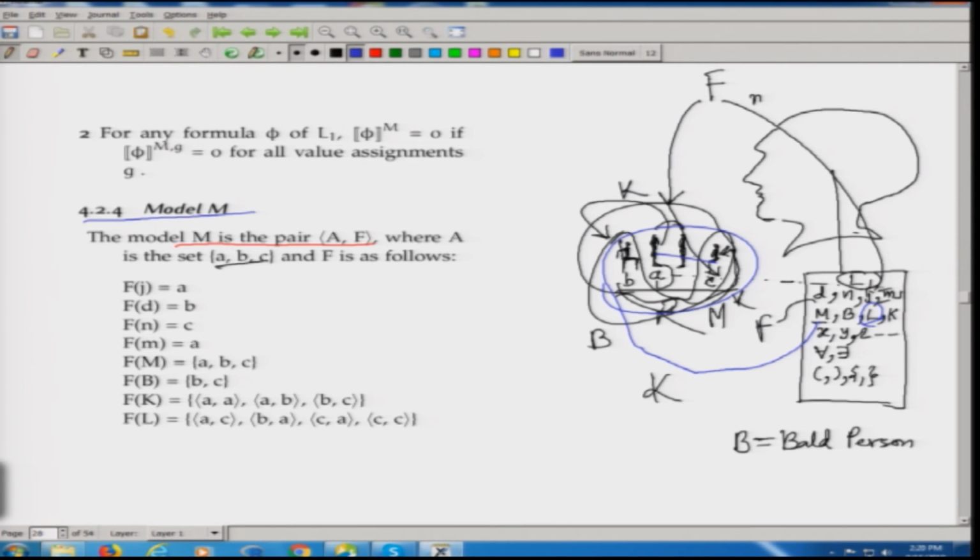So, AC, they are related this way through L, and then BA, they are also related this way, that is L, saying that B likes A, and stuff like that. So, the set of all these arrows, all these relations, then will be L. So, the model consists of A and F. F is the interpretative function which takes the linguistic elements and interprets, rather relates those to some elements of the reality.